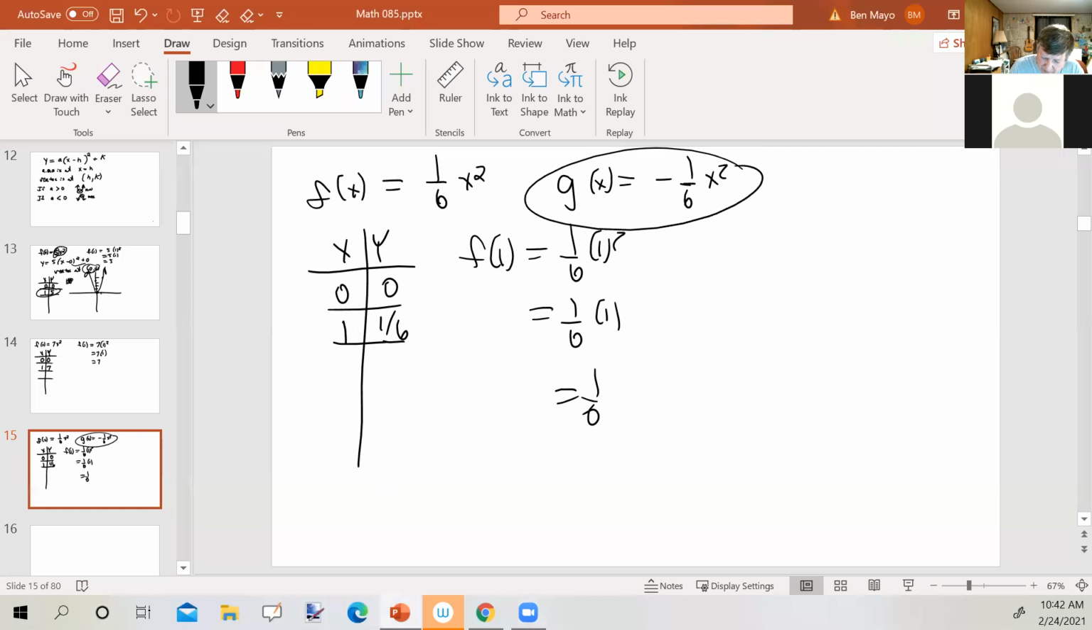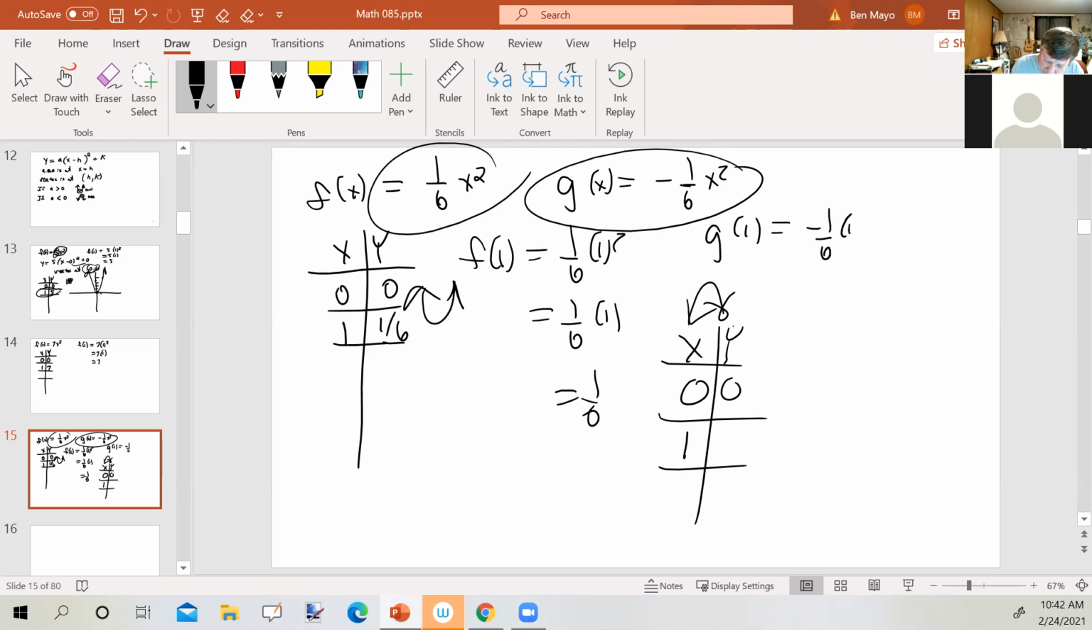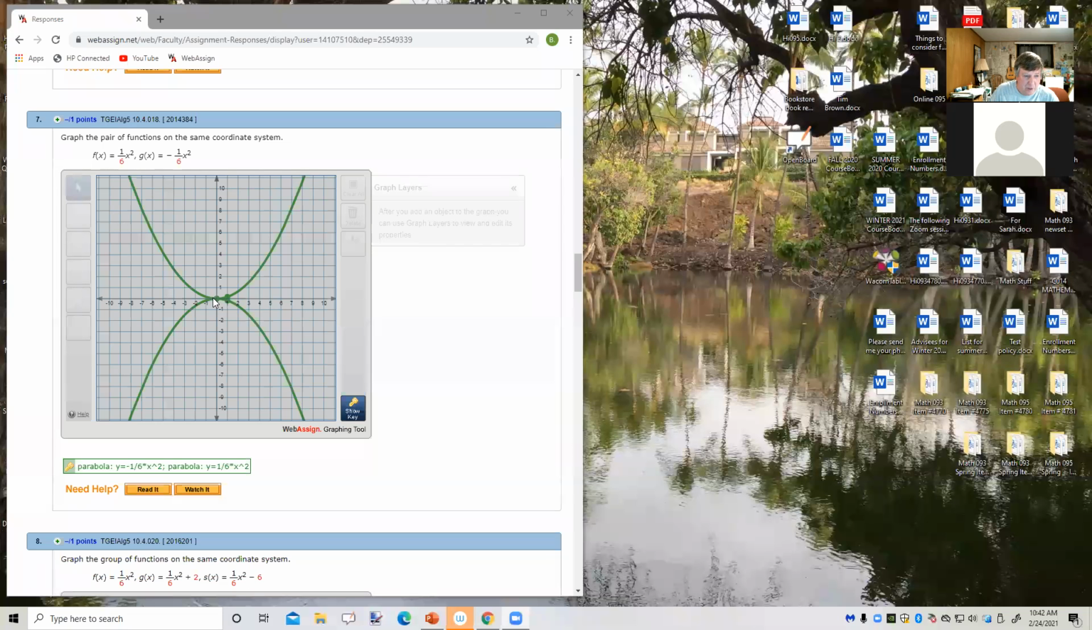What's this going to look like? Well, it's going to look exactly like this, except instead of opening up, it's going to open down. So the vertex would still be at 0, 0, but when x is 1, g of 1 would be negative 1/6. Okay, so going back here, I know you're going to get dizzy going back and forth like this. You'd have 0, 0 for the vertex, and then 1, negative 1/6.